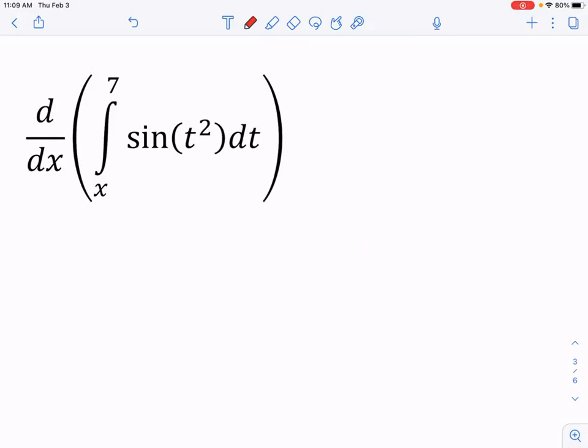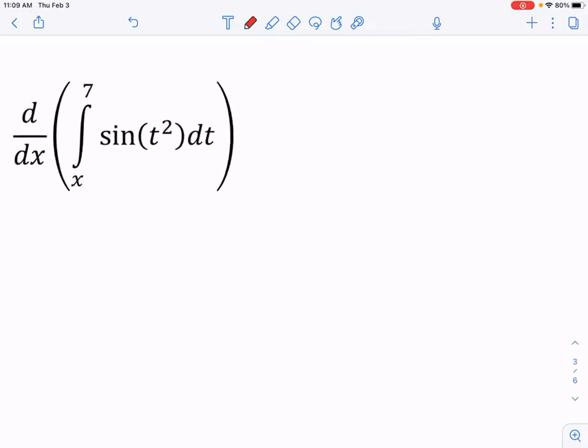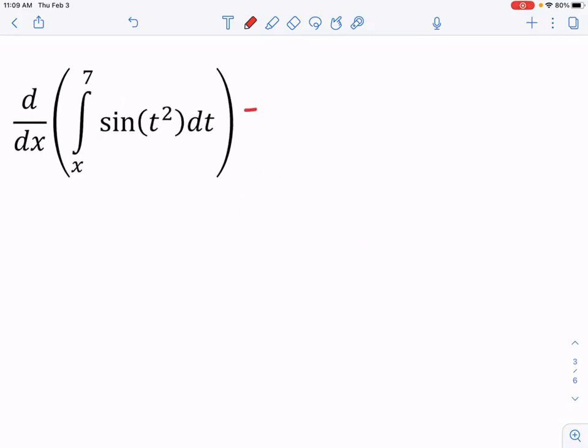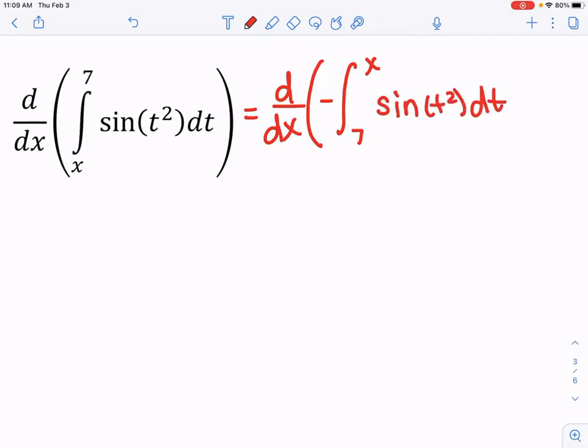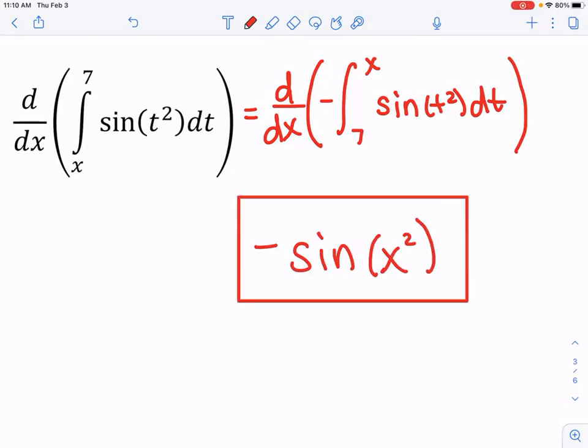Okay. So remember when we learned all of those properties, in order to apply the second fundamental theorem, we need this to be a to x. So if I switch our limits of integration, that is going to make our expression negative. Okay. Now that we have a to x, our derivative and antiderivative can cancel out, and we have negative sine of x squared as our answer.